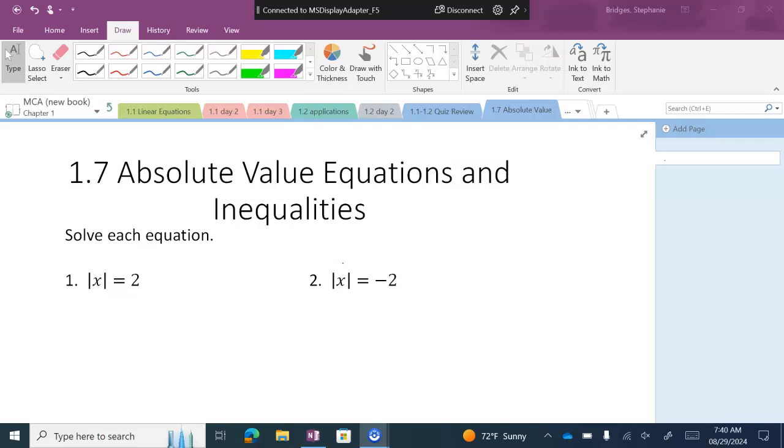So if we're talking about how far something is or the distance between something, what kind of number can it not be? Negative, okay? You can't go a negative distance. Even if I'm going backwards, I'm still going somewhere, right? So distance is always positive, meaning absolute value is always positive.